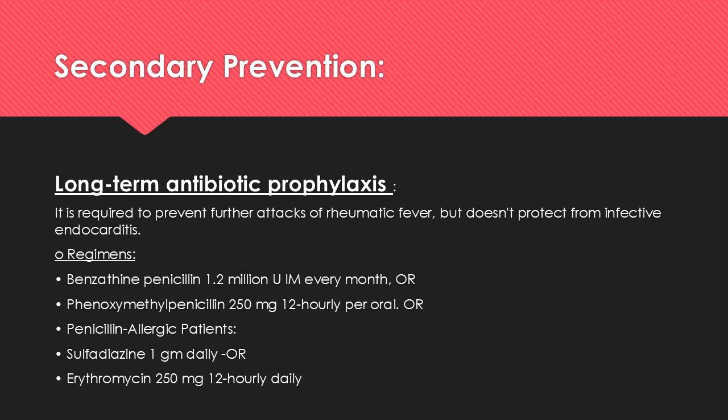For secondary prevention, long-term antibiotic prophylaxis is required in selective cases. It is required to prevent further attacks of acute rheumatic fever but does not protect from infective endocarditis. The regimens may include benzathine penicillin 1.2 million units IM, that is intramuscular, every month, or phenoxymethyl penicillin 250 mg 12 hourly per oral, or in penicillin allergic patients, sulfadiazine 1 gram daily or erythromycin 250 mg 12 hourly daily can be given.